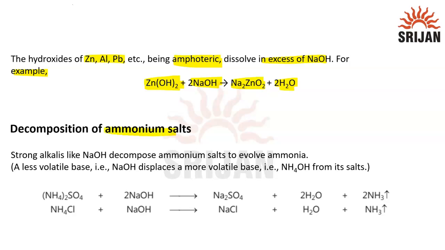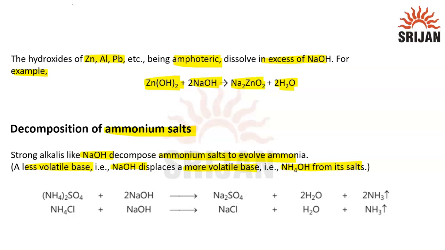Then we have decomposition of ammonium salts. Strong alkalis like NaOH decompose ammonium salts to evolve ammonia. A less volatile base, which cannot be converted easily into water vapors, that is NaOH, displaces a more volatile base, that is NH4OH, to form its salt.